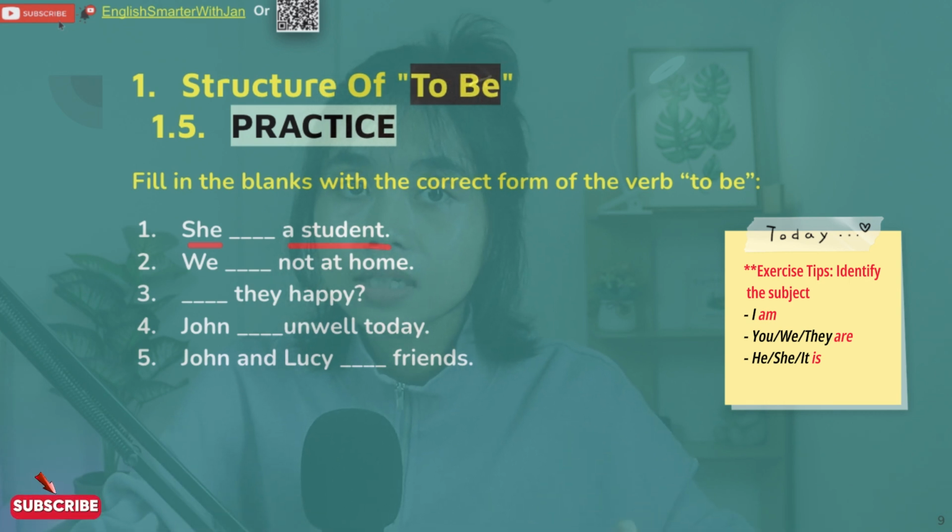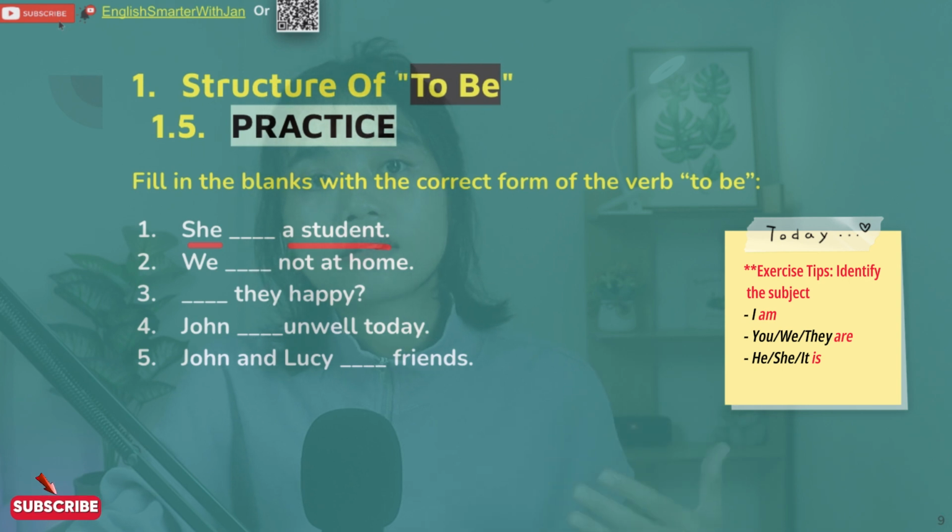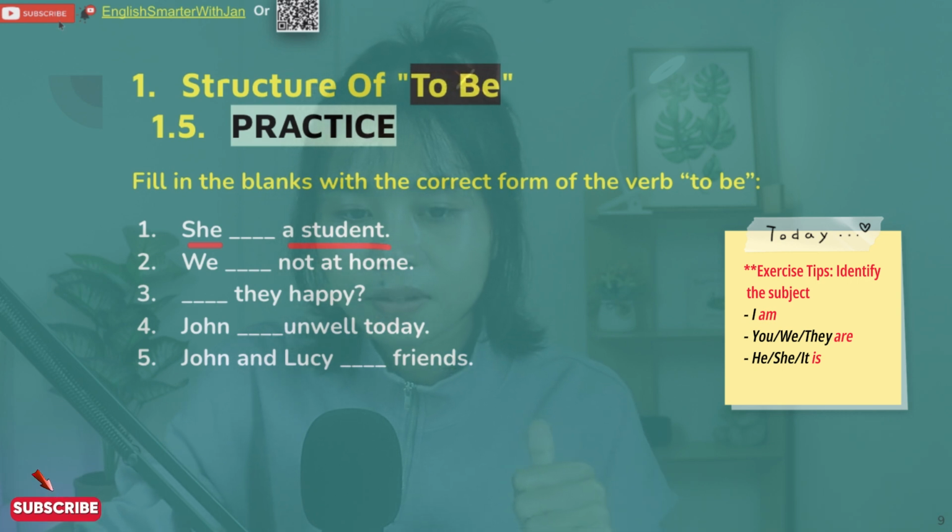Because it's a positive sentence and the subject comes at the beginning of the sentence, right? And with the subject she, what verb to be do we use? Yes, is, right? Congratulations if you got it right.